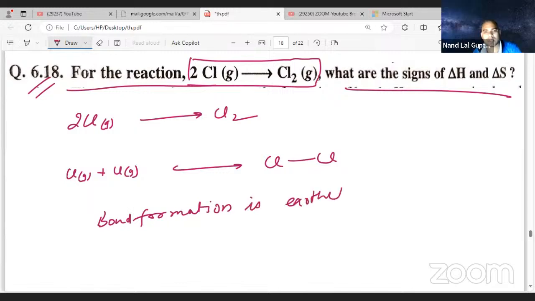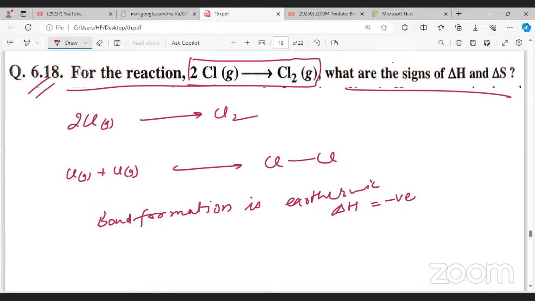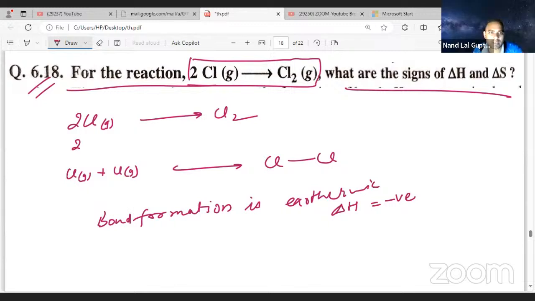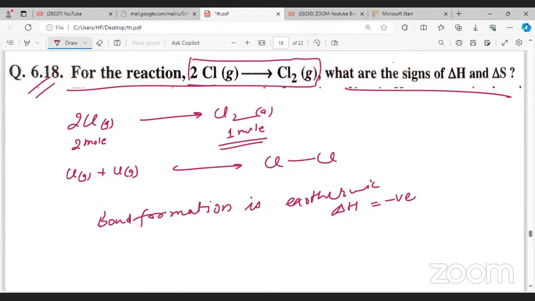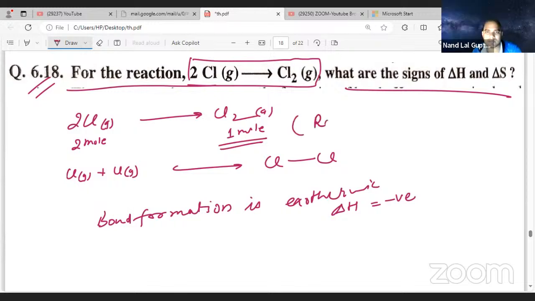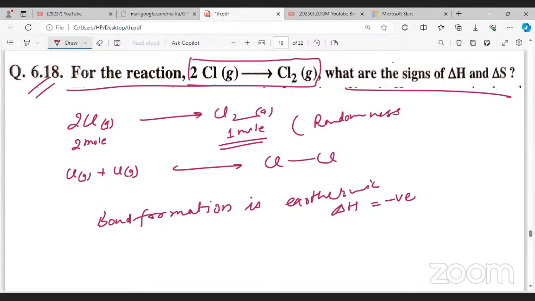Exothermic. And if it is exothermic, so delta H will be positive or negative? Delta H will be negative. Okay. Now, see, 2 mole of gas here. Now the number of gas is 1 mole. So the number of moles is decreasing. So randomness increases or decreases? Randomness will decrease.